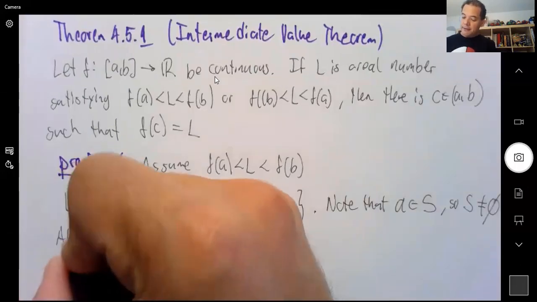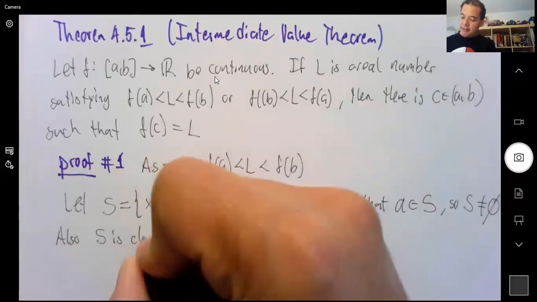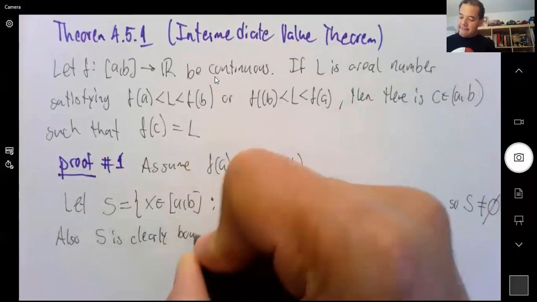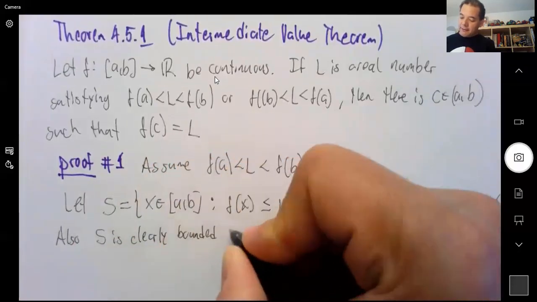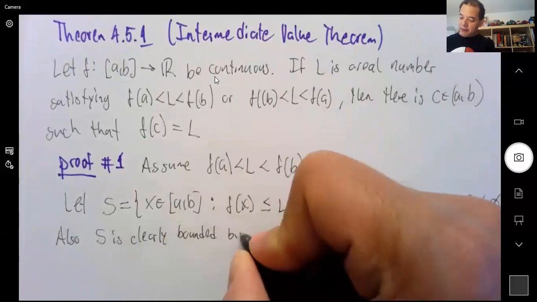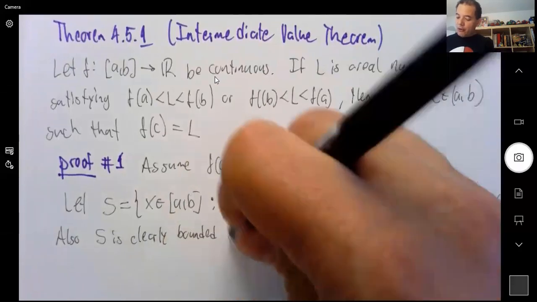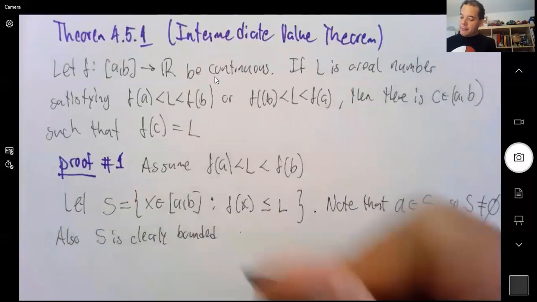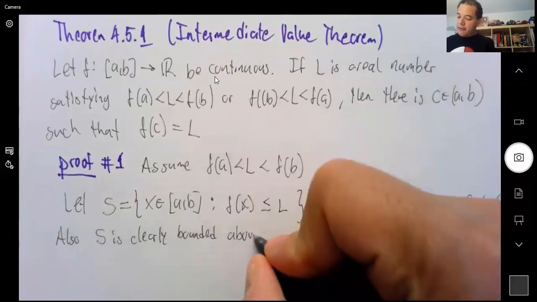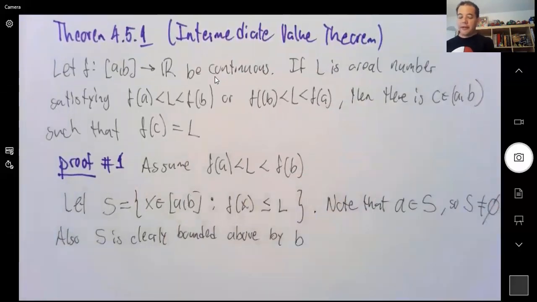Also, S is clearly bounded above by B, which is what I care about, because S is a subset of the closed interval AB. So it's non-empty and bounded. It must have a supremum.